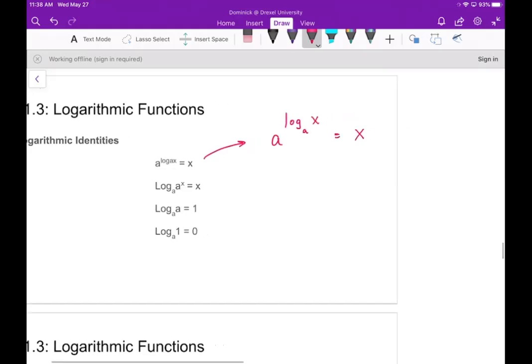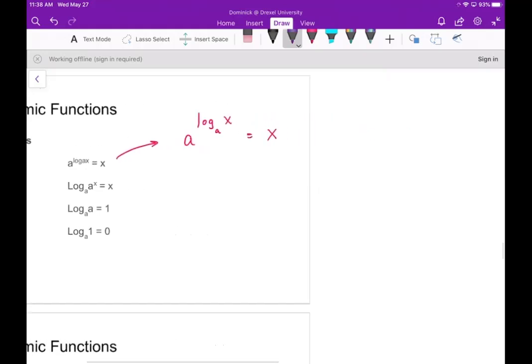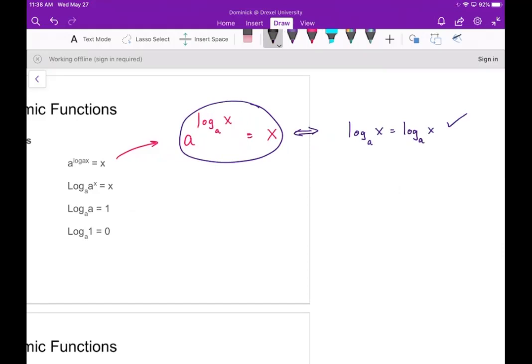Now to see this, just convert it to logarithmic form. If you convert this, you're going to get log base a of x is equal to log base a of x, which obviously is true, right? So of course, since this is true, that's a nice sort of jump that we can make there. All right, and that will be useful.